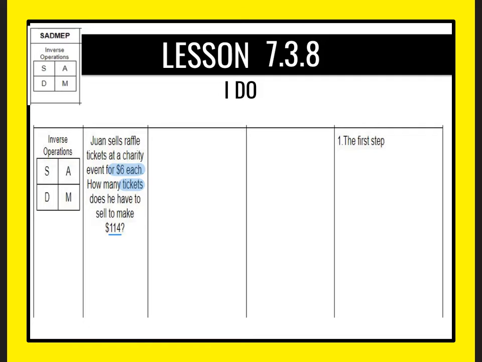Well, I do know that every ticket is $6 each, but I need to figure out how many tickets he sold to make $114. So tickets is my unknown. And all they've told me is that they're $6 each. Remember that unit rate and constant rate of change that we've been talking about? So 6 times the number of tickets, x represents the number of tickets, equals 114.